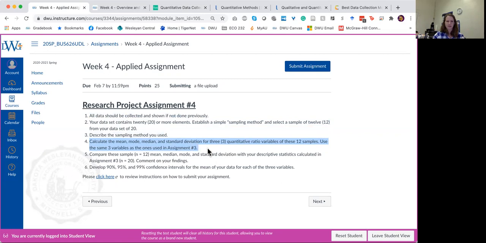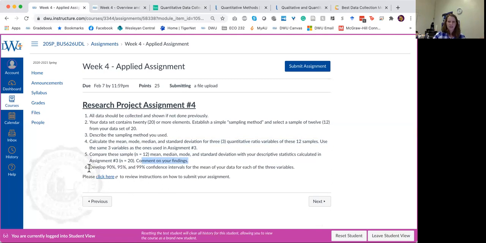Use the 3 variables that you used for week 3 because that'll help you with the comparison, so you don't have to redo it. So then what I want you to do is compare the mean, median, mode, and standard deviation from your sample with the population that you did last week. And then comment on that. Are they different? Are they the same? Go into that a little bit.